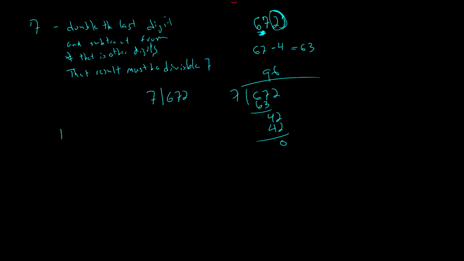Well, let's look at another example. 105. So I'm going to double the last digit, 5, and I get 10. 10 minus 10 is 0. And is 0 divisible by 7? Well, yeah. Because if I take 0 and divide it by 7, I get 0 with no remainder. Well, let's check 105. 7 goes into 10 once. 35, 35, 0. And so that works. Divisibility rules are nice.